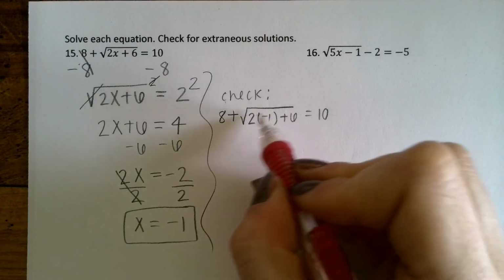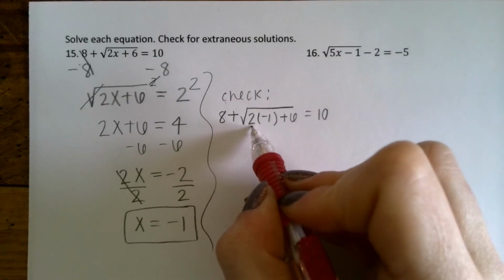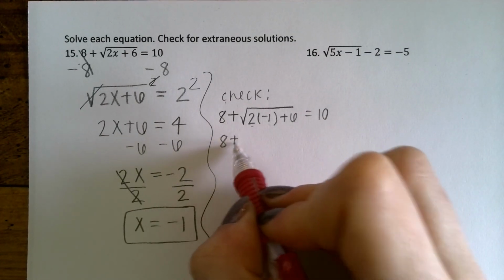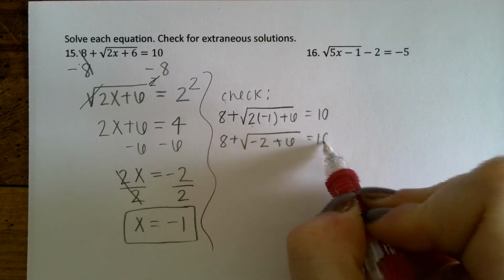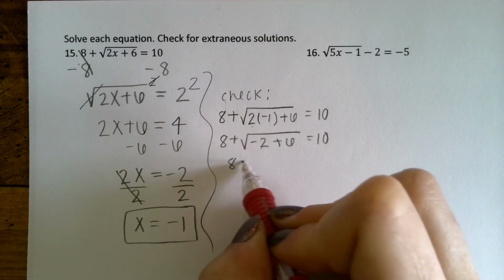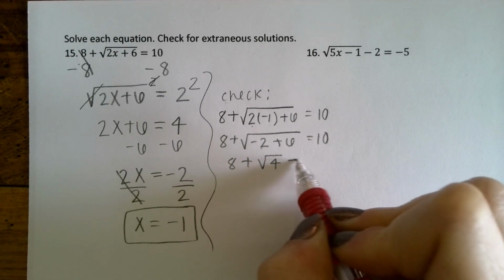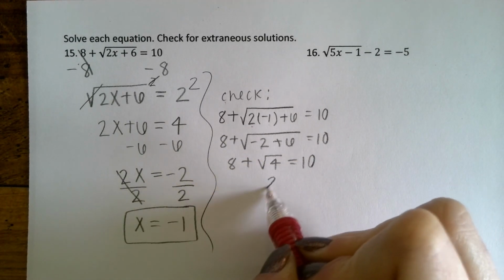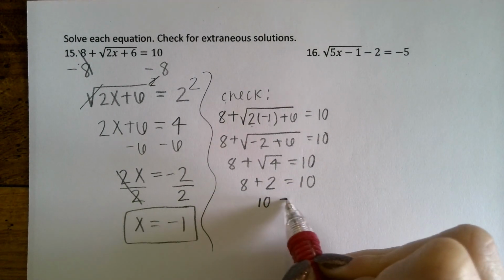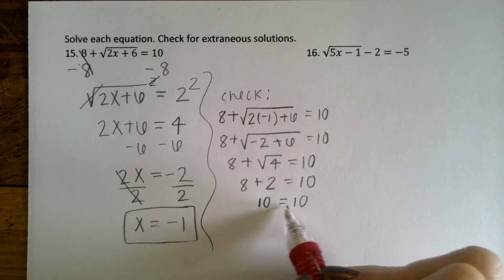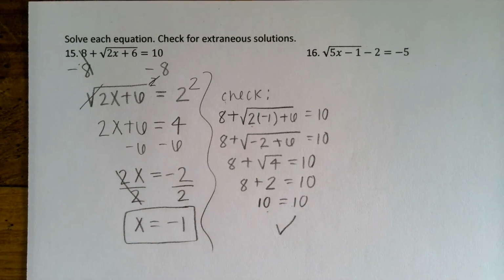I'm going to start inside of the square root simplifying. 2 times negative 1 is negative 2. Negative 2 plus 6 is 4. The square root of 4 is 2. And 8 plus 2 is 10. 10 does in fact equal 10, so this is a true equation.